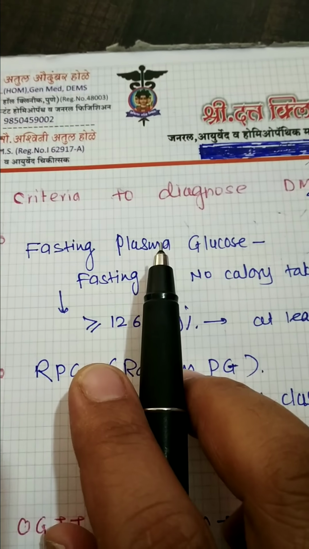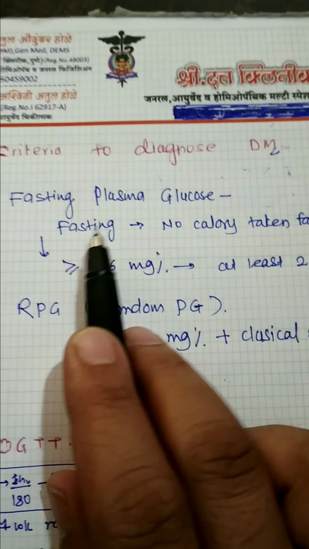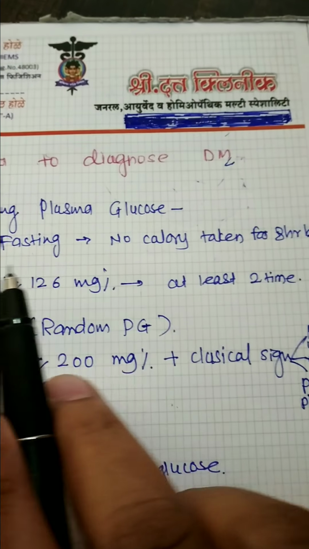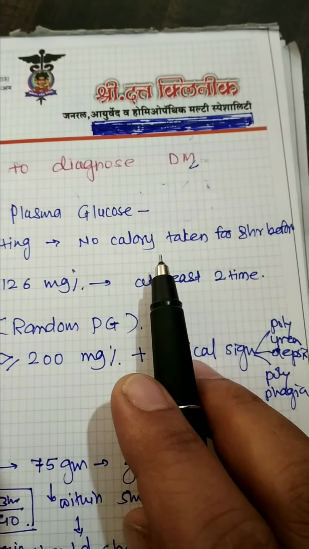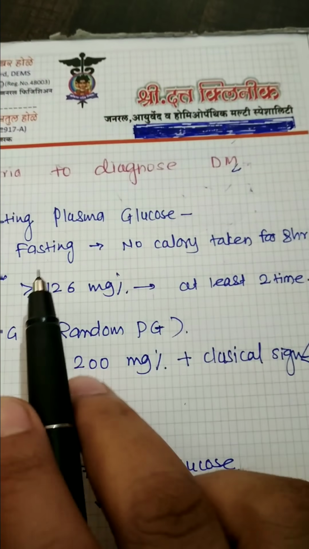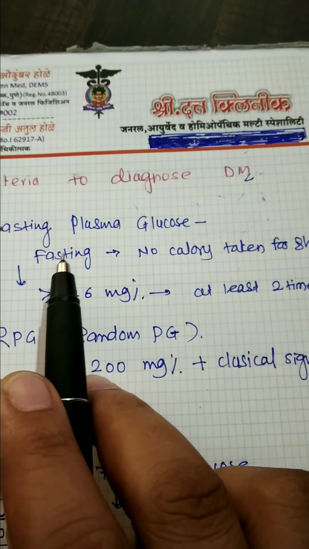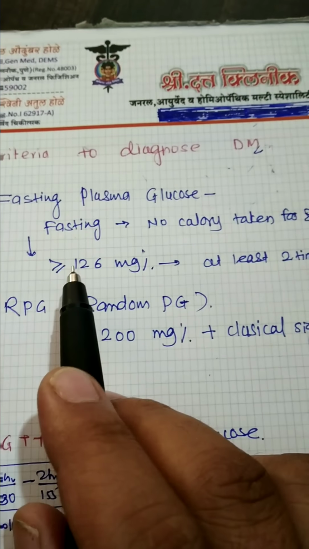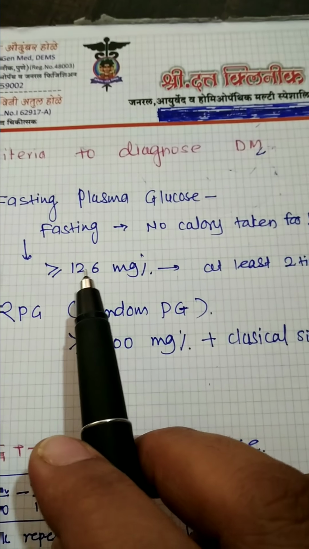For the fasting BSL, the patient should be NBM for the last 8 hours. Mostly, fasting means the patient should not take any calories. The patient must take water also, but should not take any calorie product, and this patient is called a fasting patient. The actual blood sugar level at that time is 126.